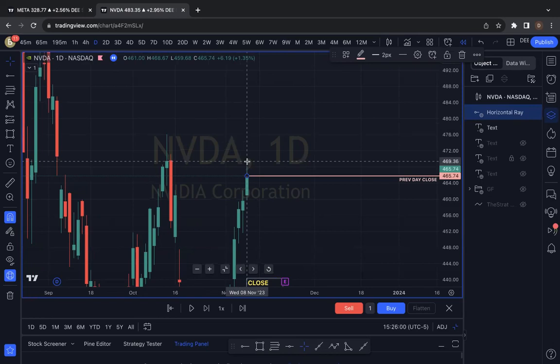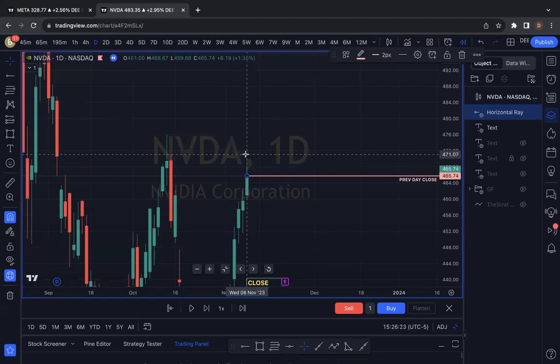It says 167. Oh, it says 165.74. Yep, there we go. Okay. I must have been over the wrong candle. If you look up here, this is your OHLC, open, high, low, close values right here. So whenever you hover over a candle, it'll show you the open of that candle, the high of the day, the low of that candle, the close of that candle.